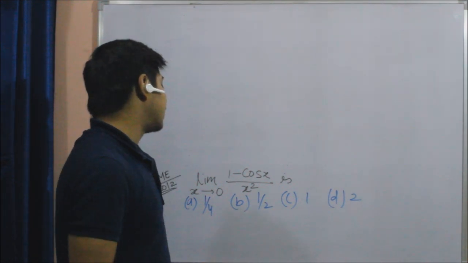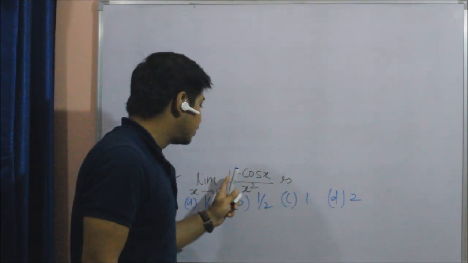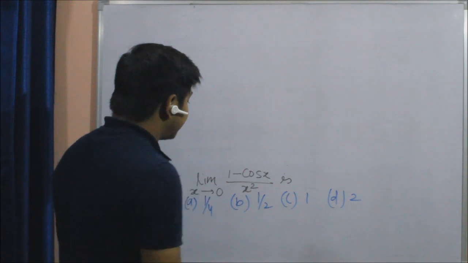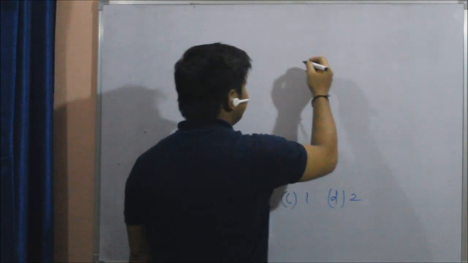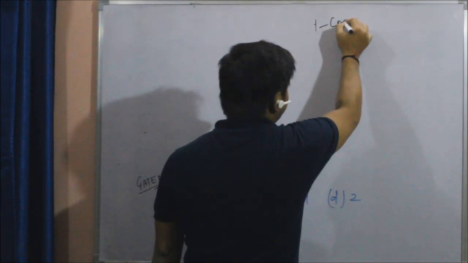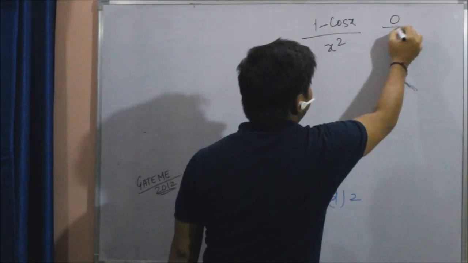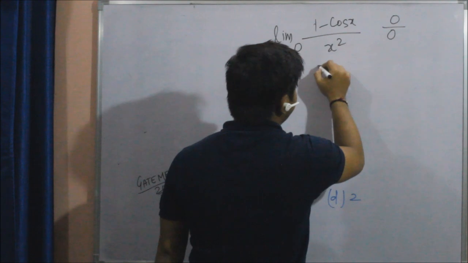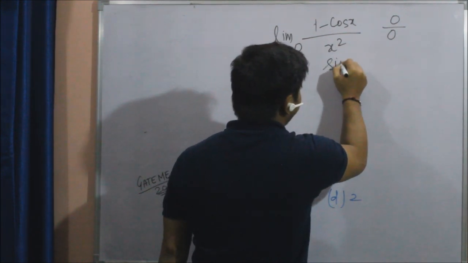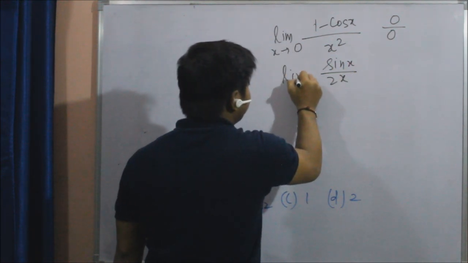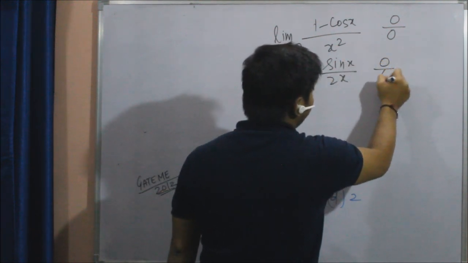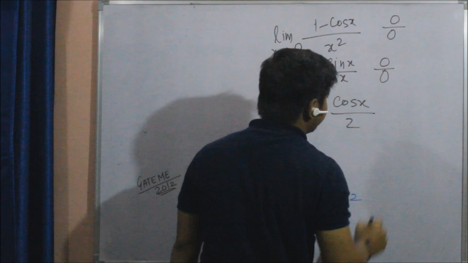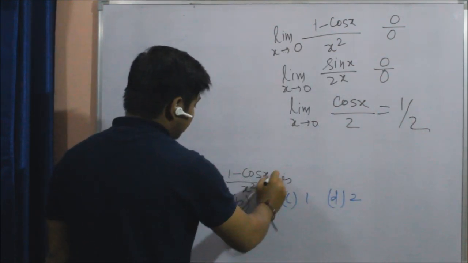The last one is GATE Mechanical 2012: limit x tends to 0 of 1 minus cos x upon x square, and the options are given. At first you have to check whether it is in 0 by 0 form. If 0 by 0 form is there, directly apply L'Hopital's rule. This 1 minus cos x upon x square is 0 by 0. Differentiate: the derivative of cos x gives minus, and minus is already there, so this is sin x upon 2x, limit x tends to 0. Again if you put it in, this is 0 by 0. Now the differentiation of sin x is cos x, and here it is 2. When you put it in, the answer will be 1/2.